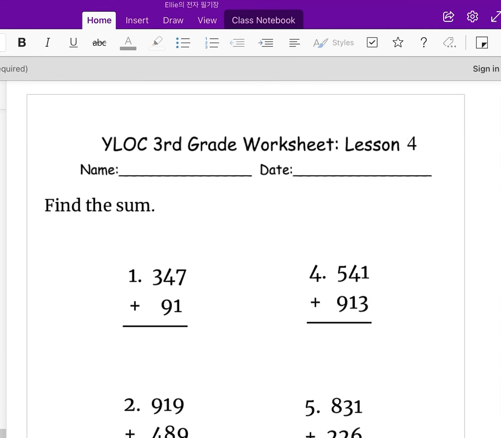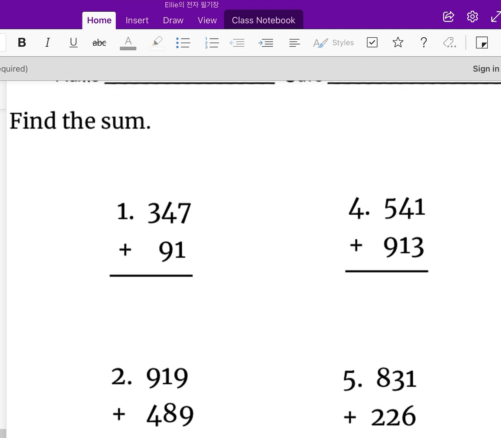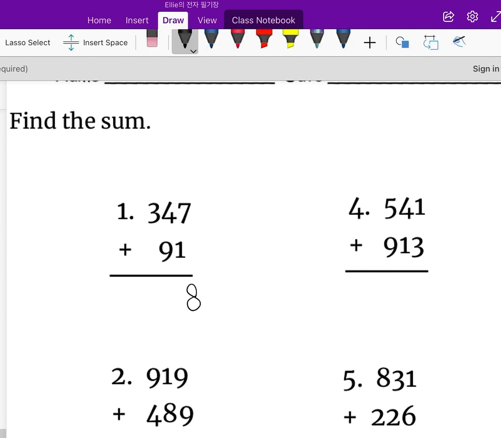Hello, we're gonna work on the Wildlife 3rd grade worksheet, lesson 4 today. To start with, in the first section we're gonna find the sum. For number 1, we're gonna do 347 plus 91. So 7 plus 1 is 8, and 4 plus 9 is 13, but we're gonna carry 1 to the next one. So 3 plus 1 is 4, so 438.